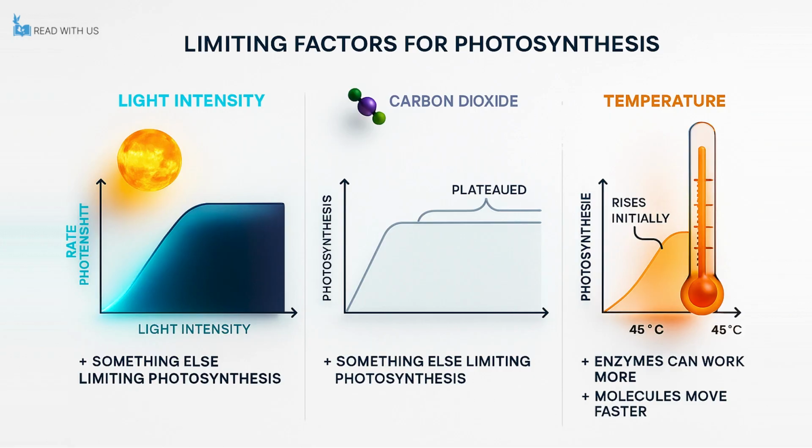The graph for temperature is a bit more complex. As temperature increases, the rate of photosynthesis also initially increases because the enzymes that facilitate the chemical reactions work more efficiently at warmer temperatures and the molecules involved move faster. However, this upward trend does not continue indefinitely. At a certain point, the temperature becomes too high, causing the enzymes to lose their shape and function. This process is called denaturation. By the time the temperature reaches around 45 degrees Celsius, most of the enzymes are completely denatured, and the rate of photosynthesis drops sharply, eventually reaching 0.